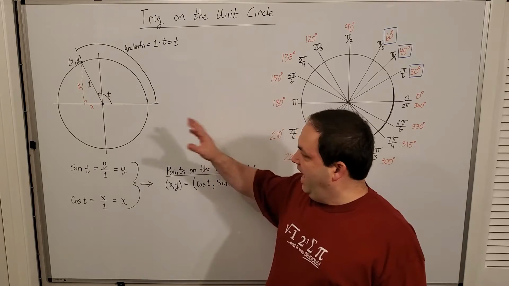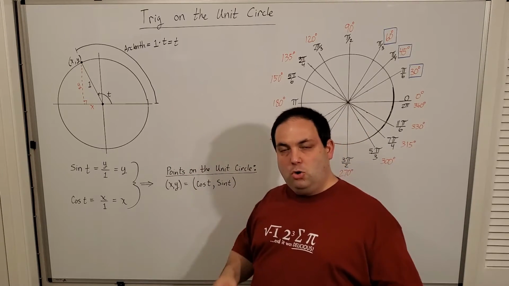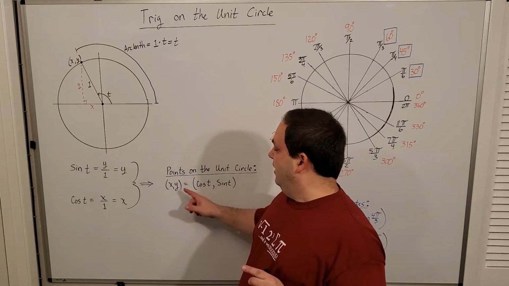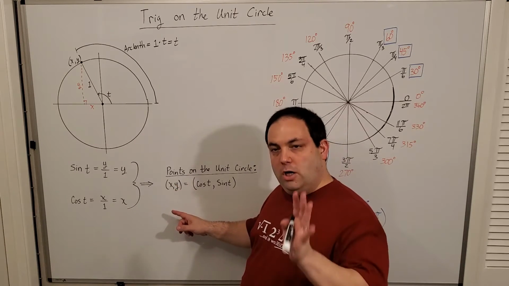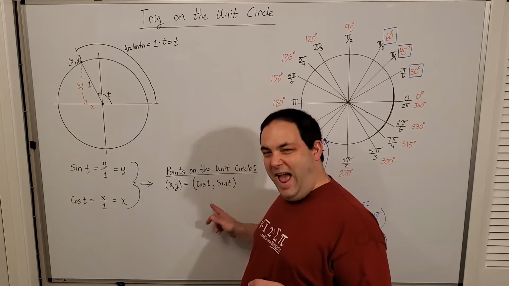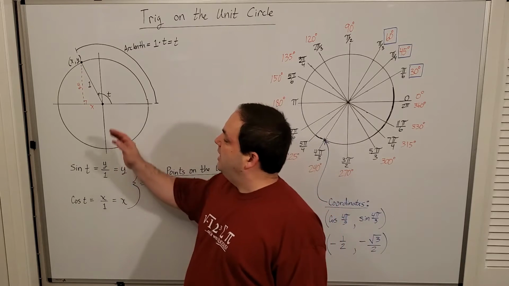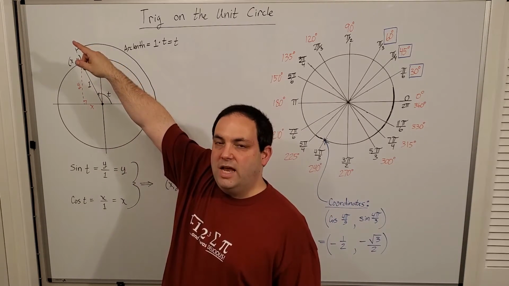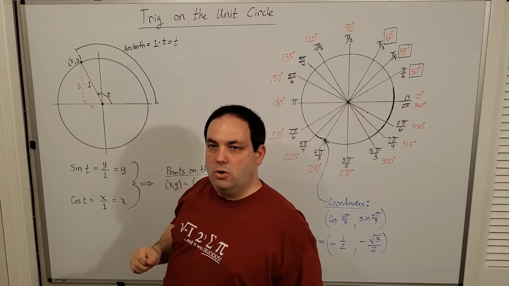So if you have a point on the unit circle, specifically on the unit circle now, then the coordinates of that point are going to be some combination of a cosine and a sine of the angle, specifically the angle that it takes to rotate out to the line that intersects that point on the unit circle.